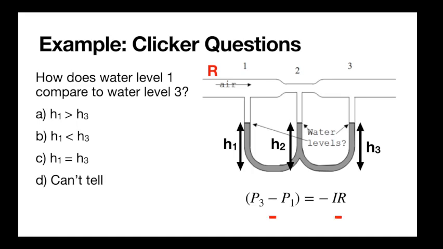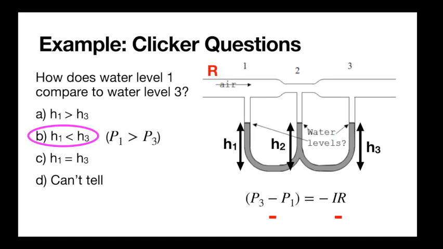This is negative, so that's negative. So if 3 is at a lower pressure than 1, that means that the height in 3 is going to be higher. So this is a little tricky. It's opposite of what we saw before with the standpipes, right, where a higher pressure gives you a higher water level, because now we're not pushing water up. We're not pumping it up. We're pushing down on it, right?